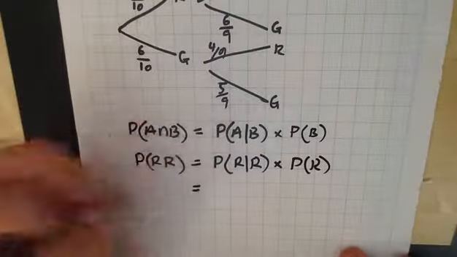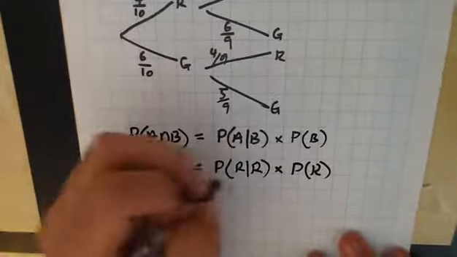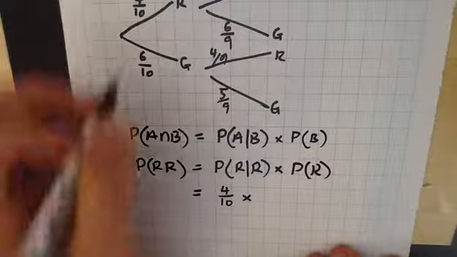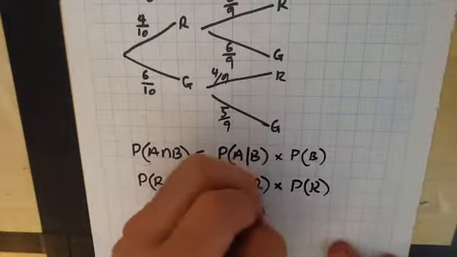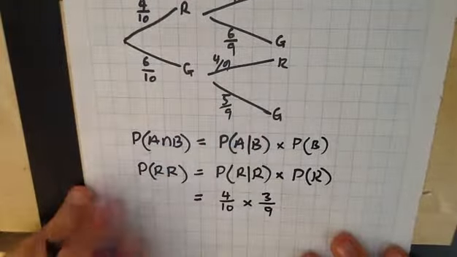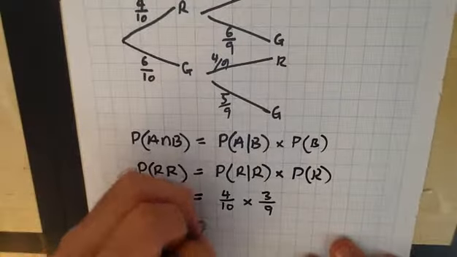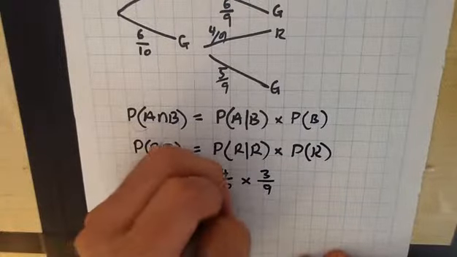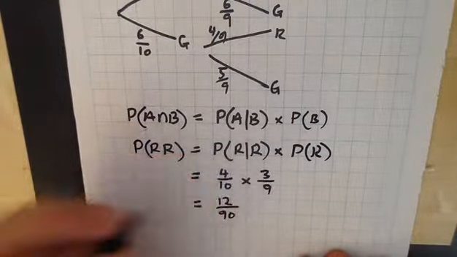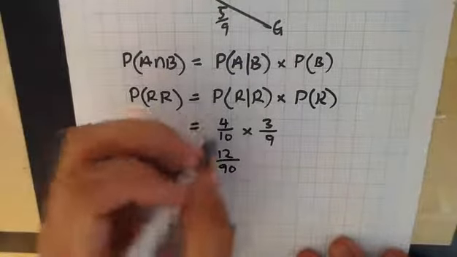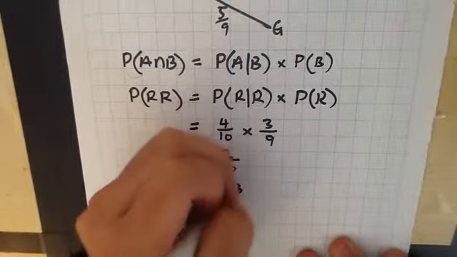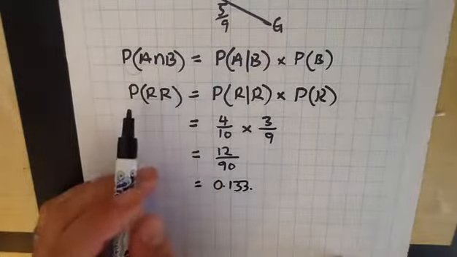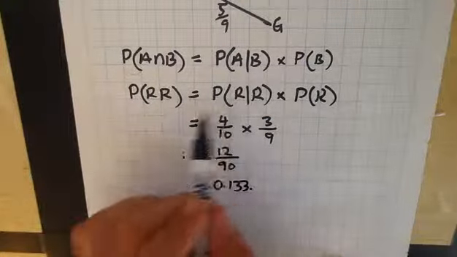Okay, so that would come to 4/10, you can see up here, multiplied by 3/9. That gives us 12 over 90, which is 0.133. Okay, so that's the probability of them choosing 2 red toys using the multiplication rule.